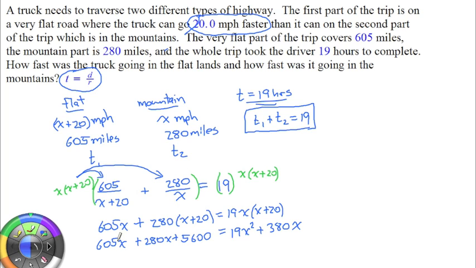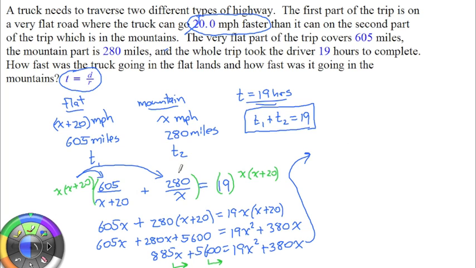Those would be those two, so that'd be 885x plus the 5,600 is equal to 19x squared plus 380x. And since the square term is involved and it's not going to go anywhere, this is definitely a quadratic, so I want to get it equal to 0. So let me bring my work up here. So I'm going to move these two pieces to the other side, so they'll both become negative.